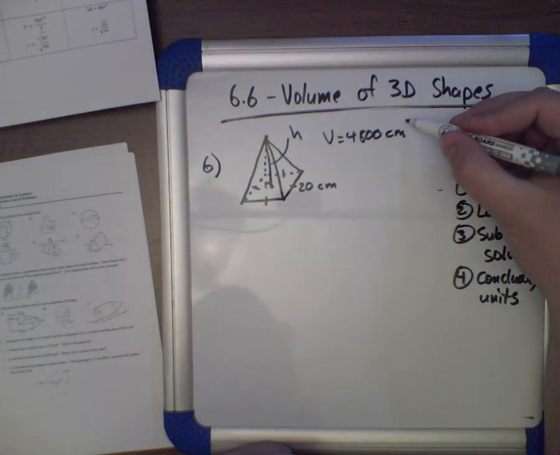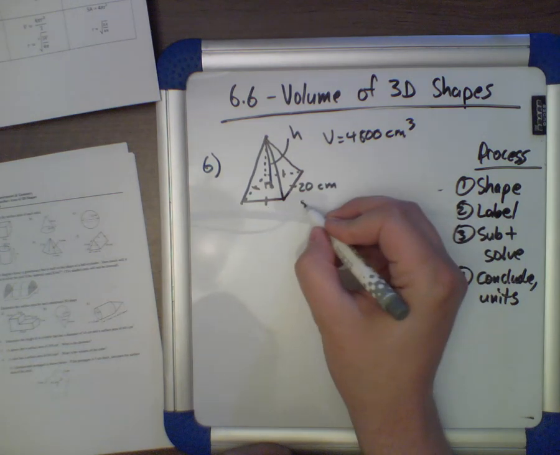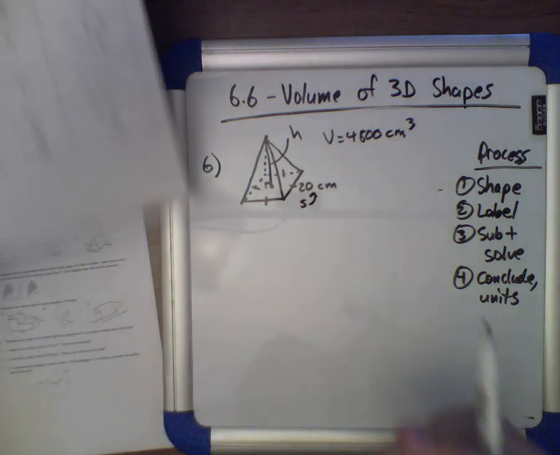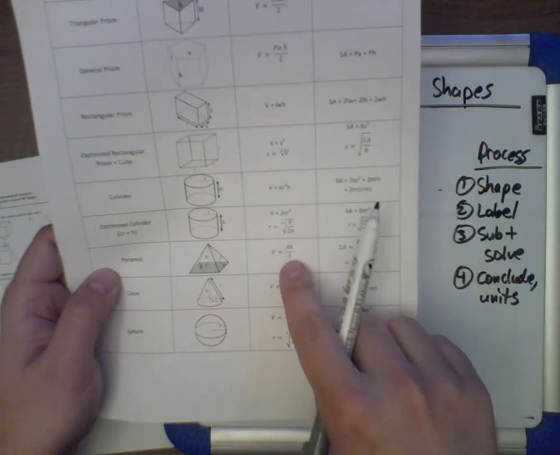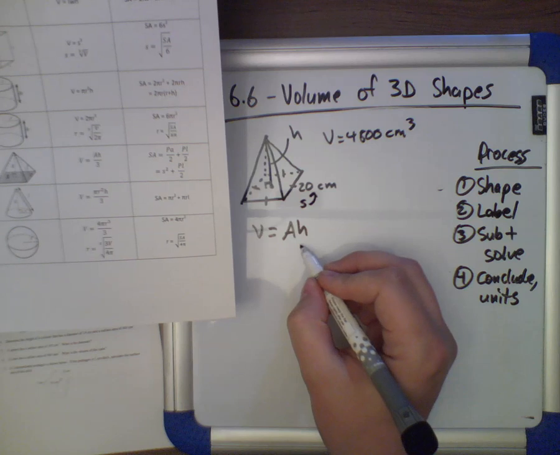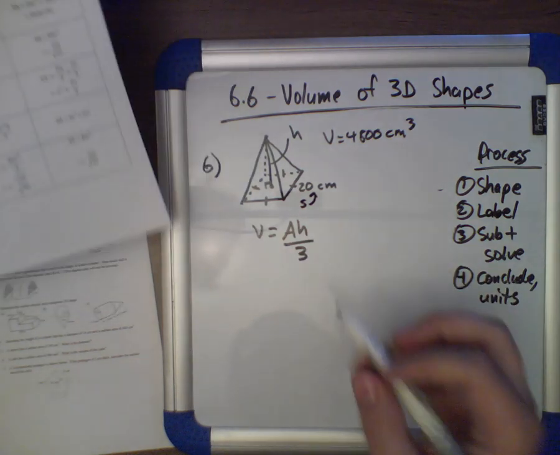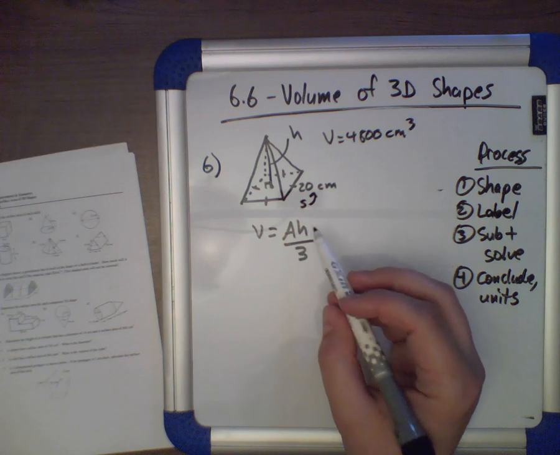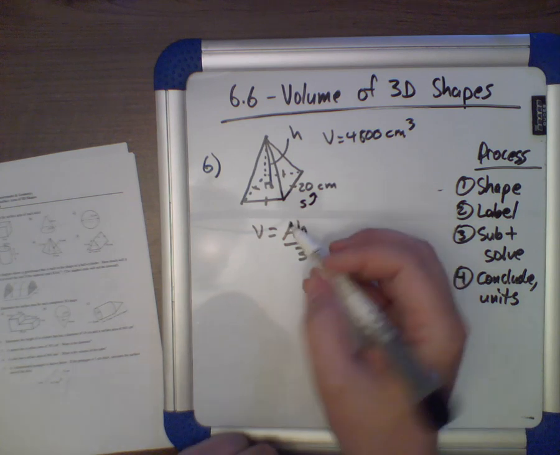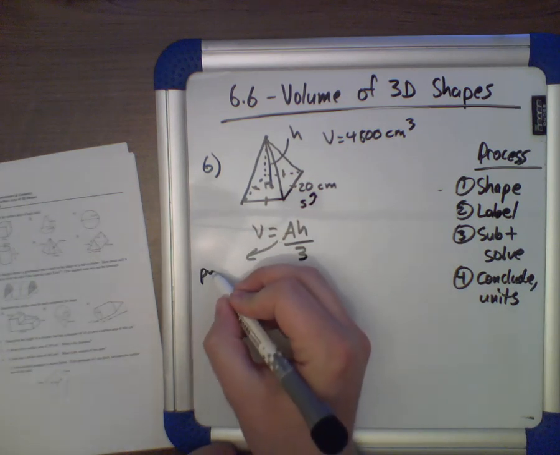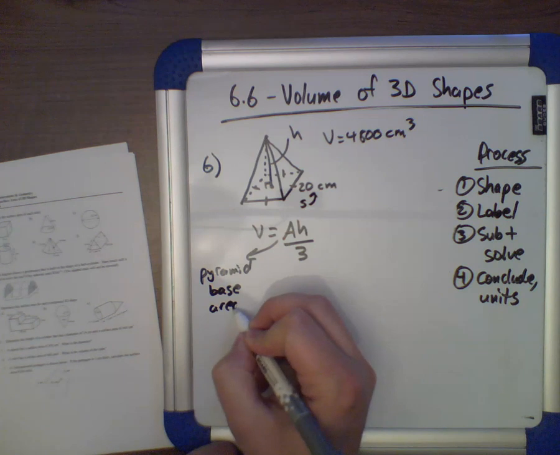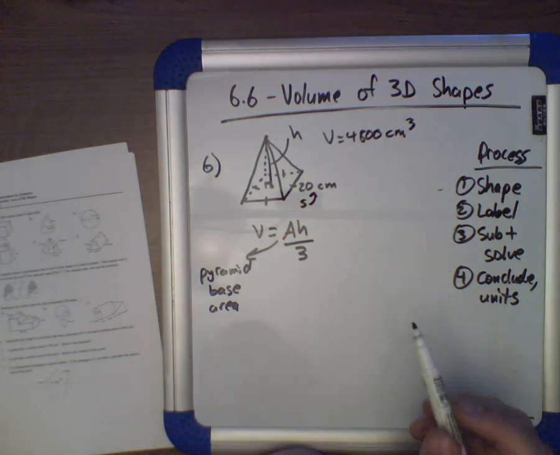We know what shape we're looking at. We have the labels. We have a side, and we have the height. Let's find our formula for volume of a square-based pyramid. Square-based pyramid volume is going to be volume equals A H over 3. But Mr. Strike, we don't have an A anywhere. You're right. The A here represents the area of the base of the pyramid. So let's label that here. Pyramid base area. And let's start off our question by figuring out what that is.